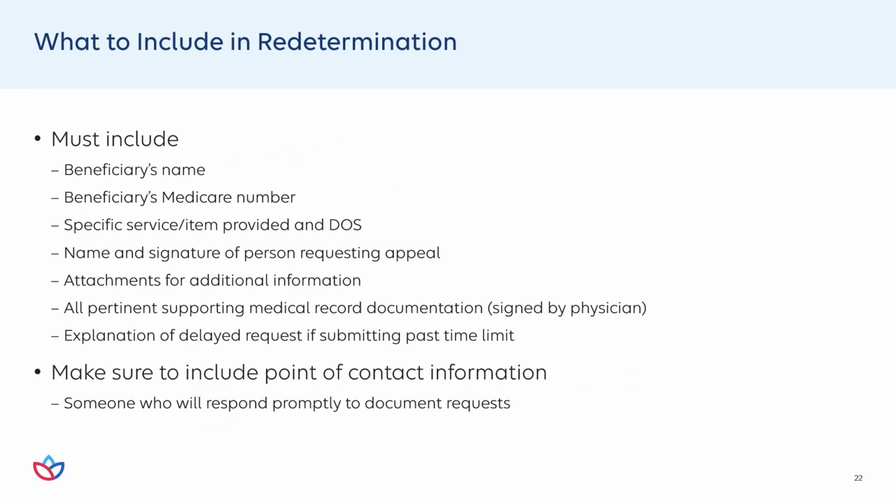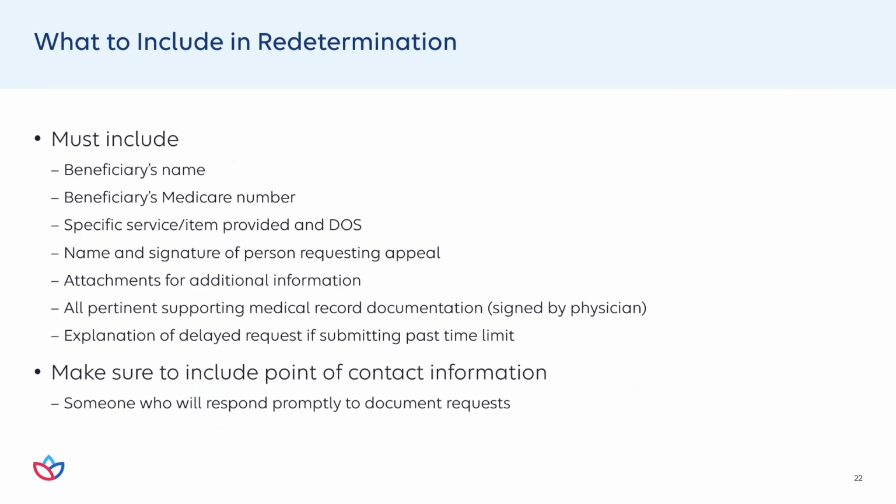Now on slide 22, what to include in your redetermination. So this is the minimum amount of information that we need. Obviously the beneficiary's name, Medicare number, the specific service or item that you're appealing, and the date of service, the name and signature of the person requesting the appeal. Attachments are for additional information: all pertinent supporting medical record documentation. Make sure those signatures are included, because a reason that your appeal might be upheld is missing or incomplete documentation to support your appeal, missing signatures, and so forth.